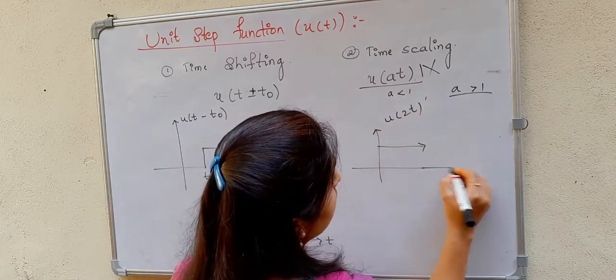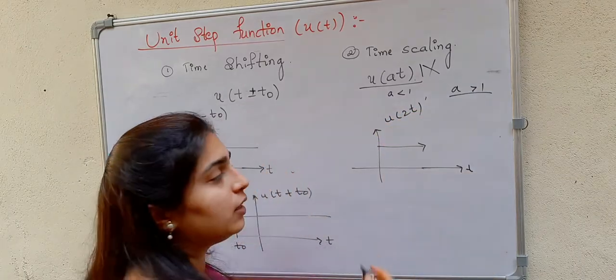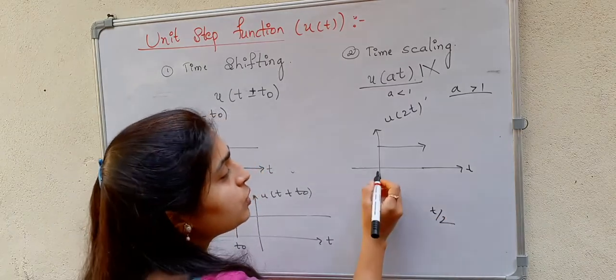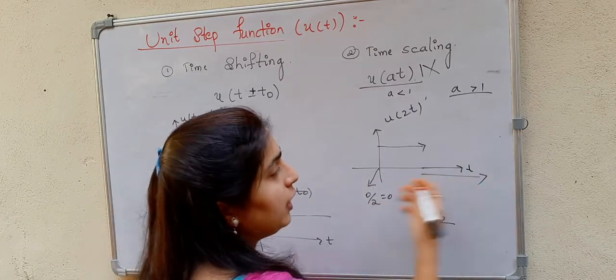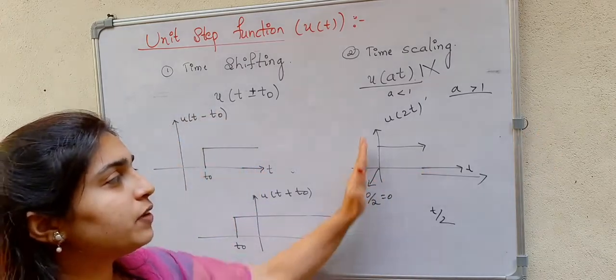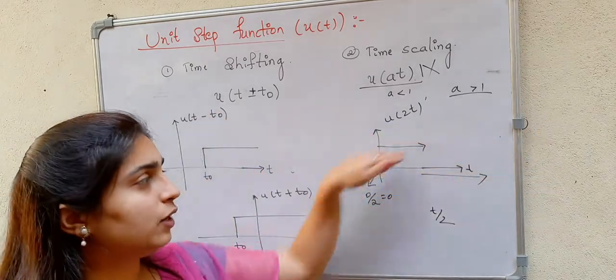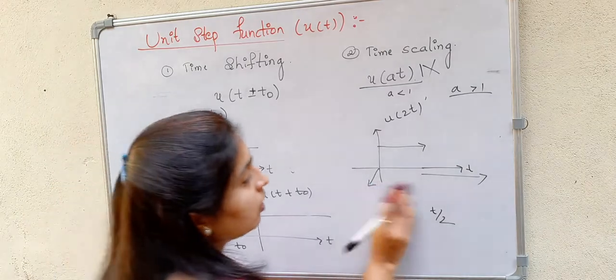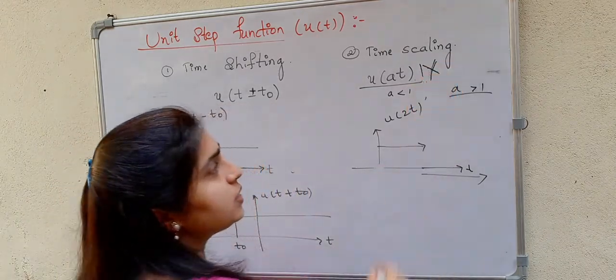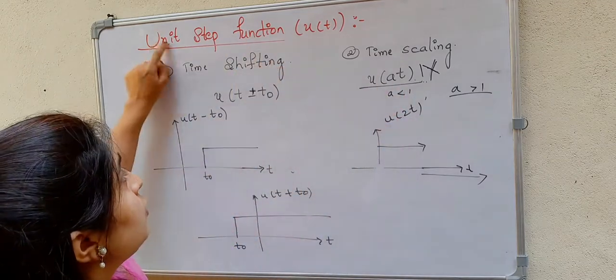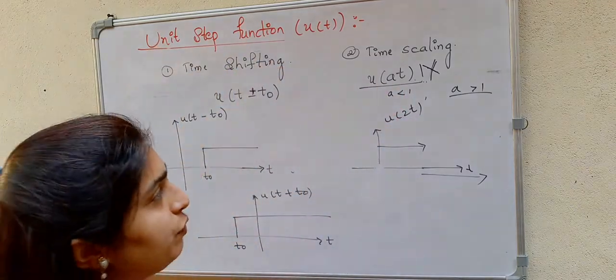u of 2t means it should be compressed, right? The t should be divided by 2. So 0, if it is divided by 2, that will be 0. And here it will be the same thing, because it will start from 0 and go on till infinity. So this scaling operation does not affect the signal if the unit step function is not shifted.